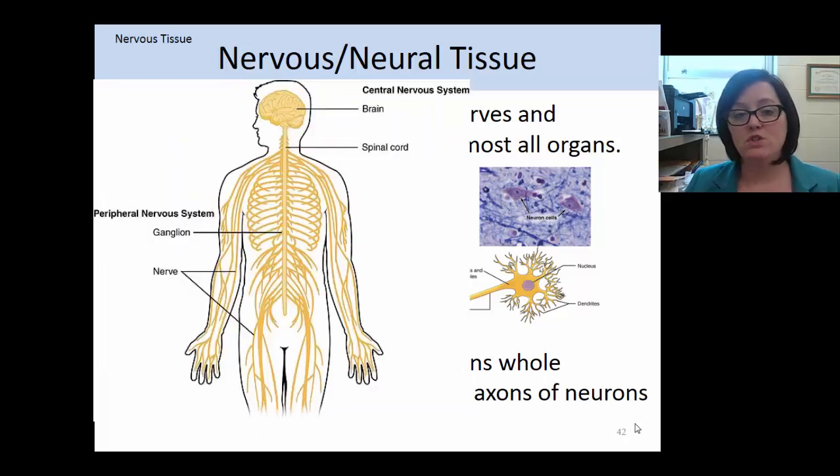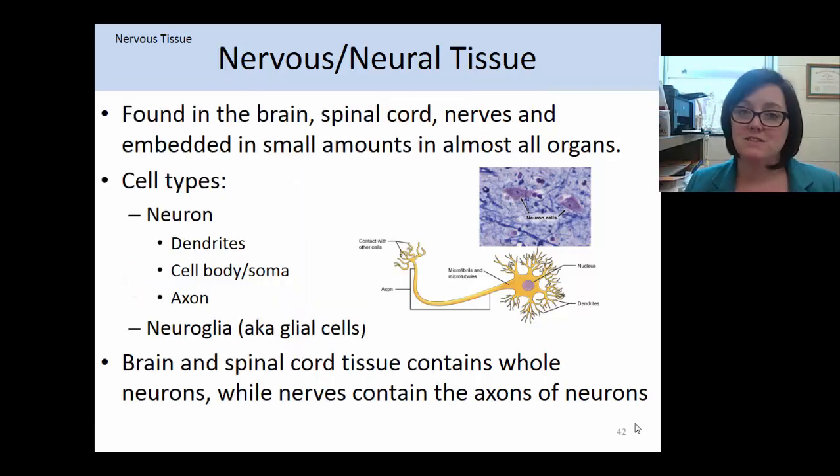Brain and spinal cord tissue contains whole neurons in it, but if we were to look at a histological slide of a nerve, we would only see the axons, because nerves are an organ that is acting as like the electrical wiring of our body, and it's delivering electrical signals from one place to another. And so the axons are the ones delivering the electrical signals, so you find axons inside of a nerve.